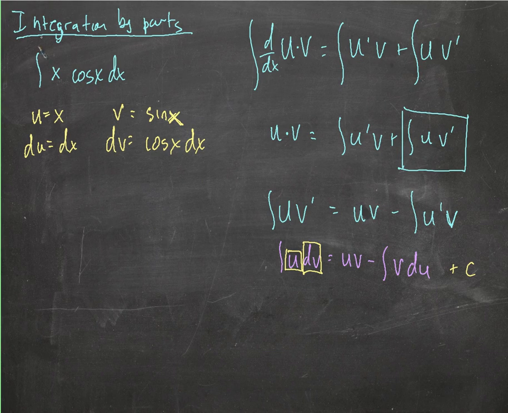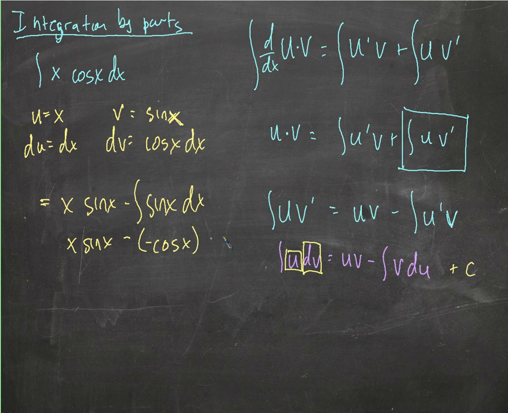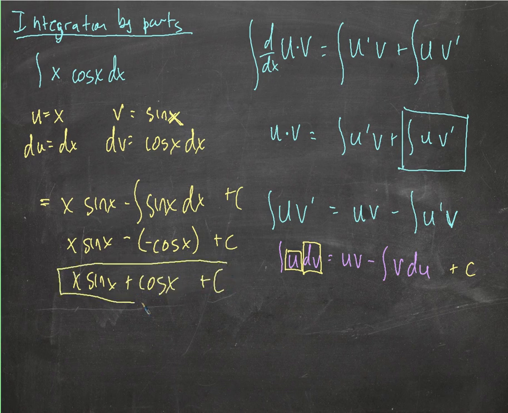Okay. So if I want to take the antiderivative of this, and I let this be u and this be dv, then all these parts fall into place. The antiderivative I want to find is equal to u times v, x sine x, minus the antiderivative of v, that's sine x, du. Du is just dx. That was easy, right? Because we know the antiderivative of sine x dx is negative cosine x. Okay, so x sine x minus negative cosine x plus c, of course, we could just throw that on there. x sine x plus cosine x plus c, that's our antiderivative.